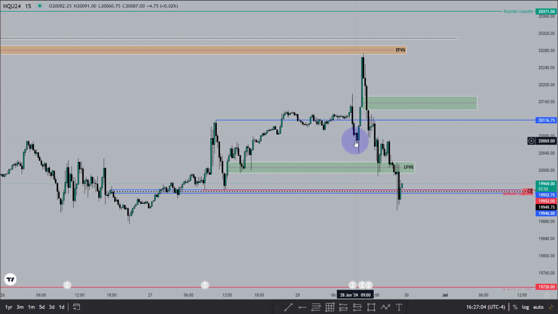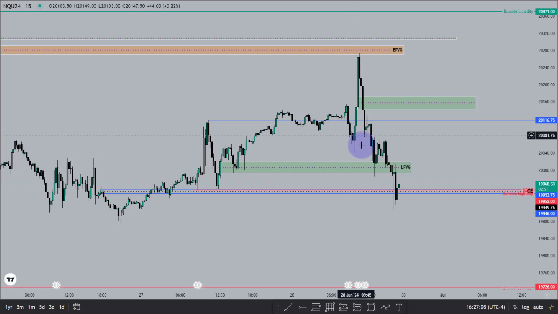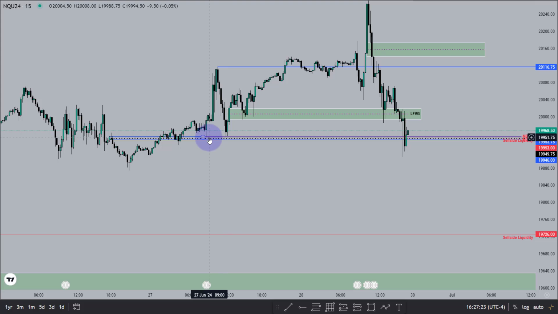Then market went lower. I was expecting that market will go for this sell side liquidity from any of these fair value gaps. Either this fair value gap, which is a very small fair value gap, or from that fair value gap. So my expectation was market will fall from any of these fair value gaps. Where is it going to fall? Toward that sell side liquidity from the hourly chart.